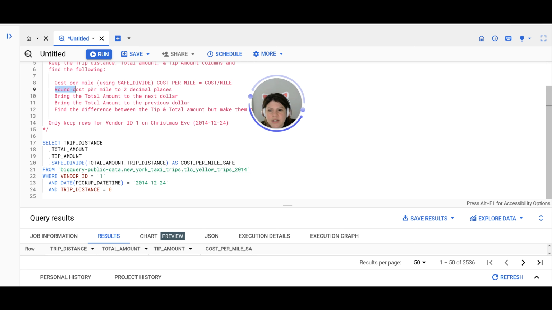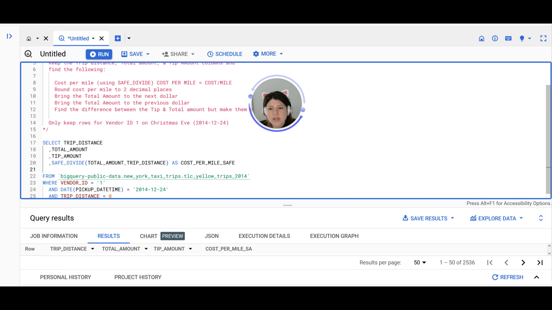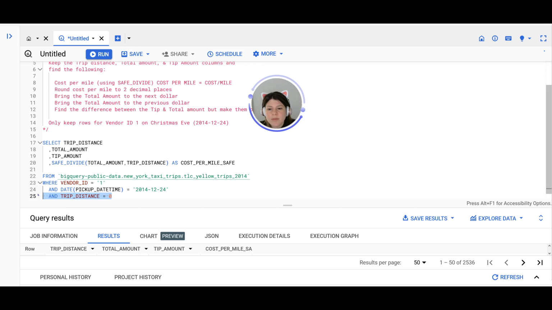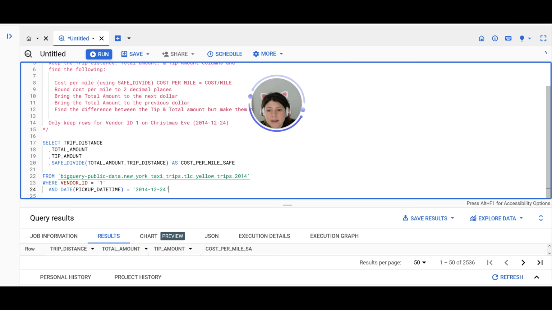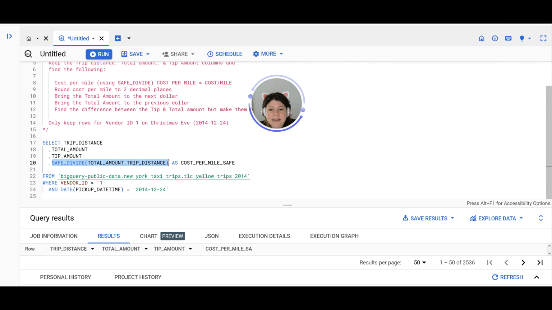So the next thing we want to do is round our cost per mile to 2 decimal places. Because when you think about it, we're talking about costs in dollars, and dollars only go down to the penny. We don't have anything lower than a penny, so it really doesn't make sense to show that to anyone. So we want to round our cost per mile safe, this one, to the nearest penny, either up or down.